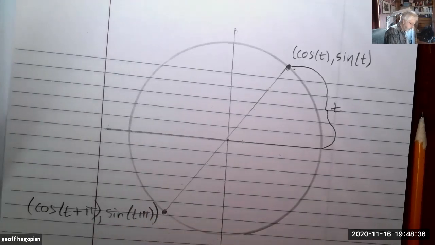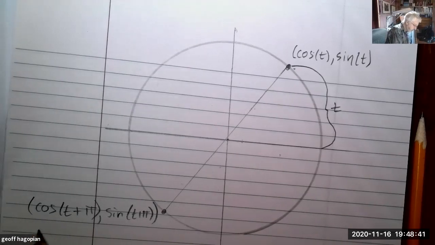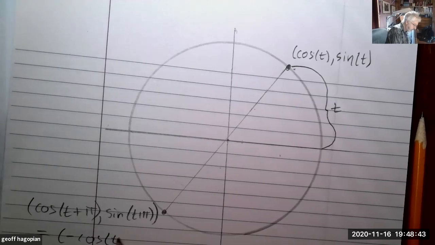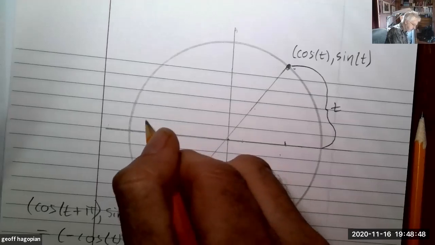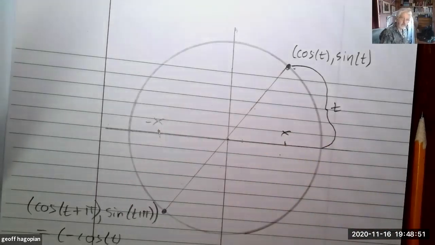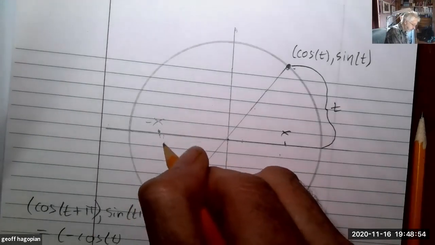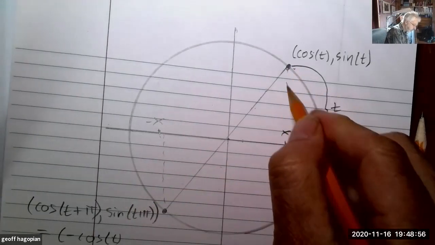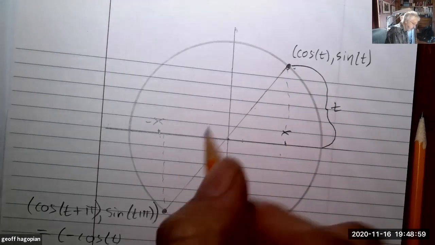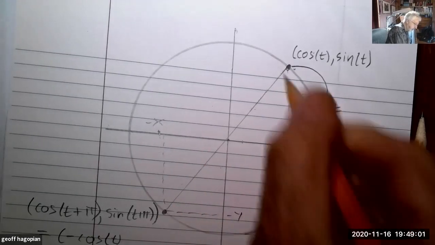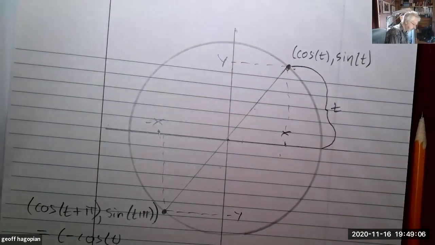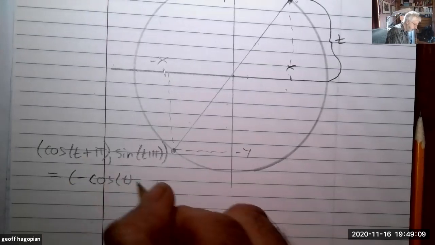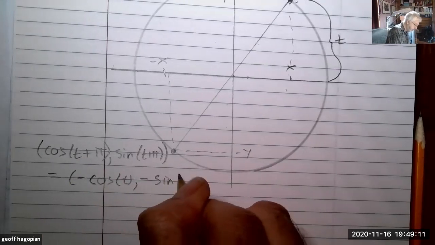And that points out a sort of reduction formula. So this is equal to negative cosine of t, right? Because we're on the opposite side of the circle. So this is negative x, and this is x, right? And same thing with y. This is negative y corresponding to this value of y. So this is negative cosine t, comma negative sine t.